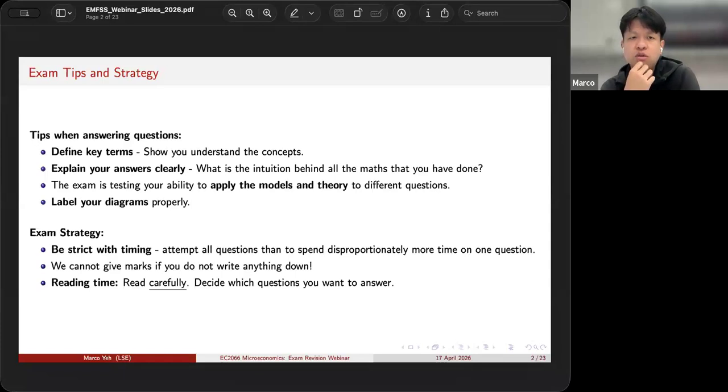Good. So let me get back to my third bullet point. The exam is testing your ability to apply models and theory to different economy questions. That's true. We don't really want to see answers without economic model foundation. What do we mean by that?